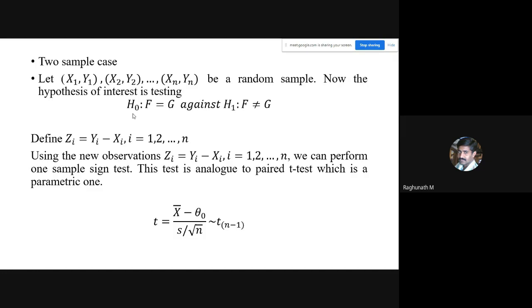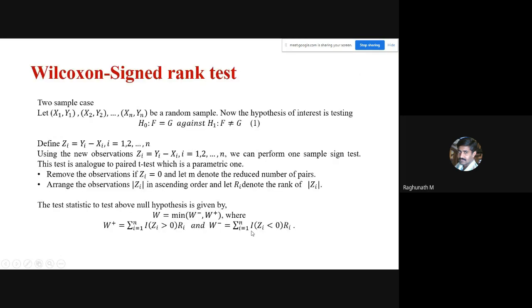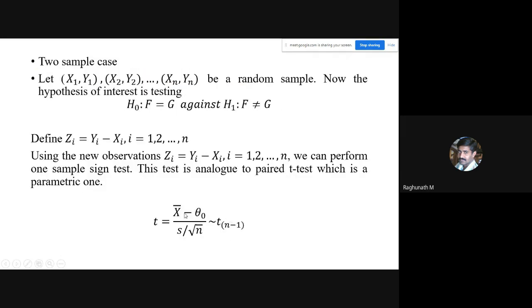However, now you can ask me, what if there is no pair kind of thing? Yes, I have an answer in the next slide. So this two sample case we can bring into this one. Now, an analog to this, whatever we have understood regarding the sign test, this test and the Wilcoxon signed rank test, has been developed by looking at the traditional paired t-test.